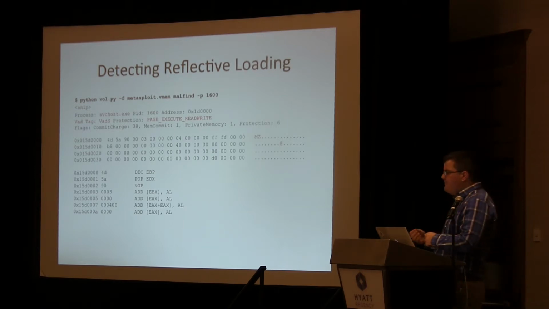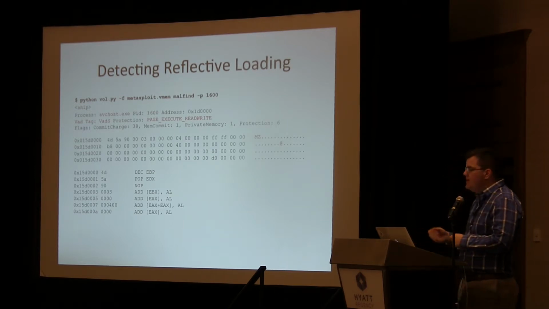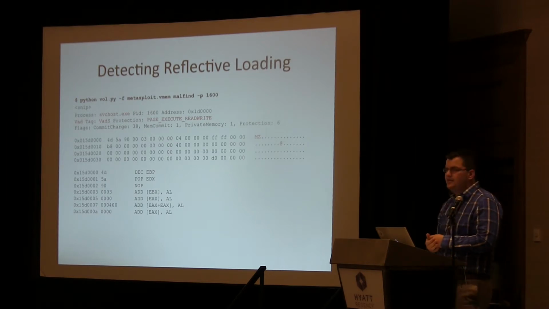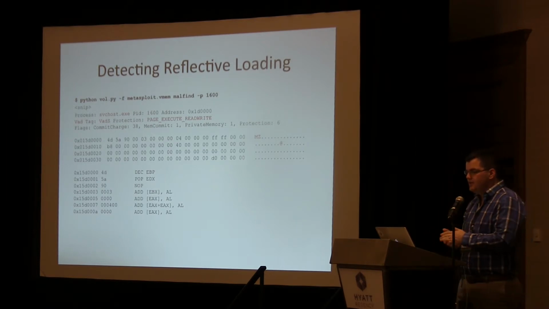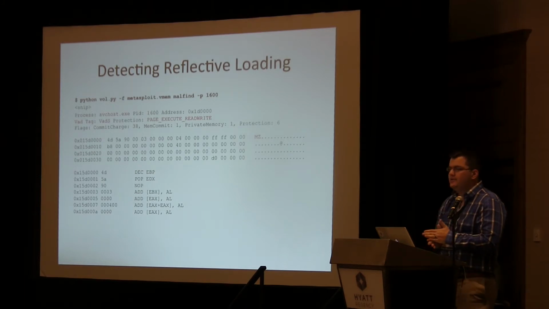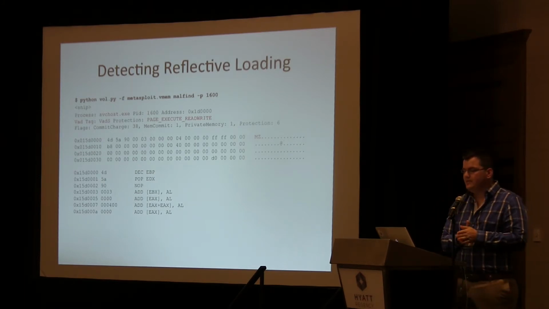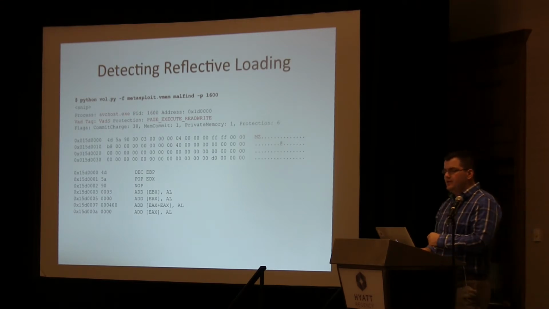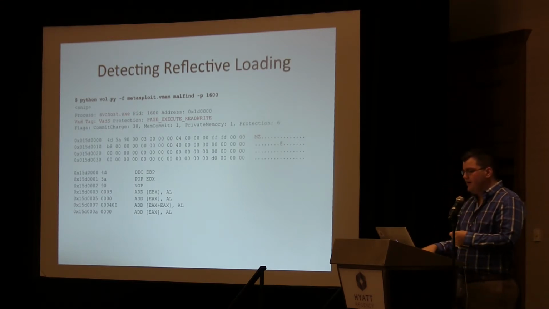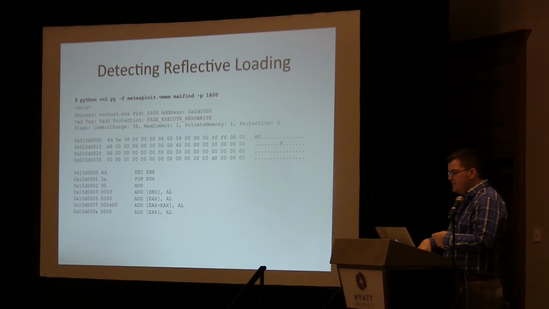With Volatility, we have the DLL dump plugin that you can then instruct to dump the DLL at this address, you rip it out of memory, and then you can do your reverse engineering and other analysis on it. So even though it doesn't exist on disk, even though there's no way to pull that representation directly through Volatility, you can extract that out of memory and then do your binary analysis on it.